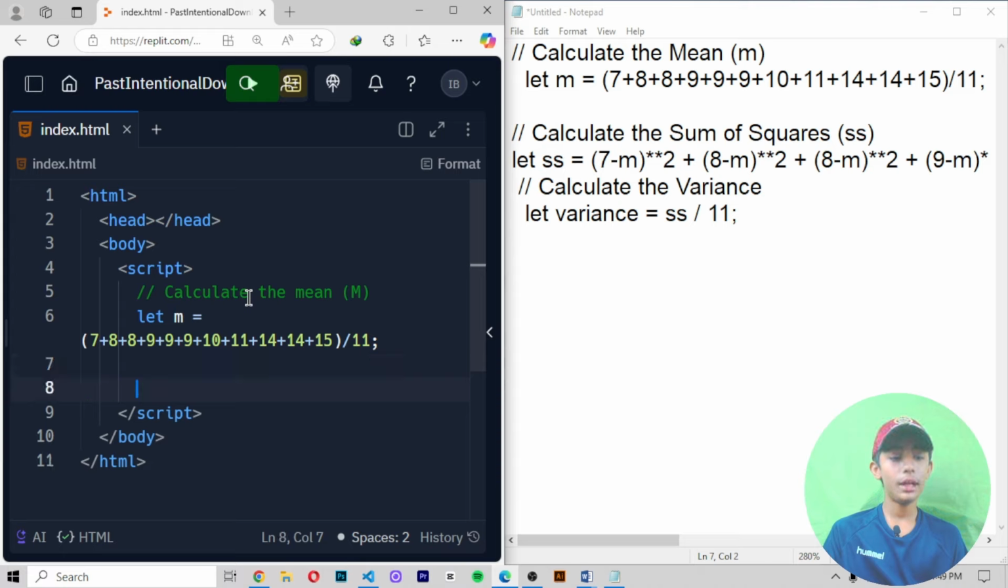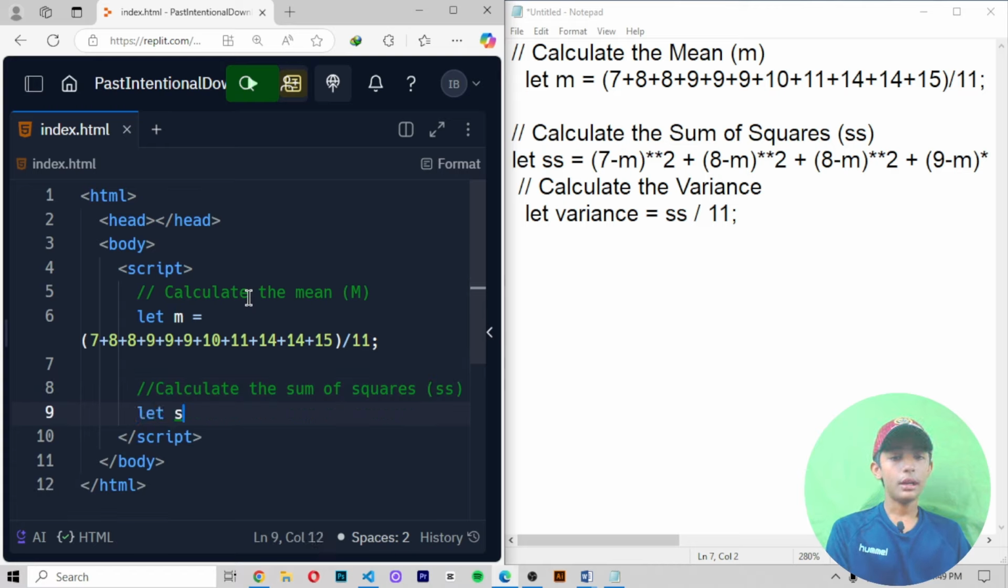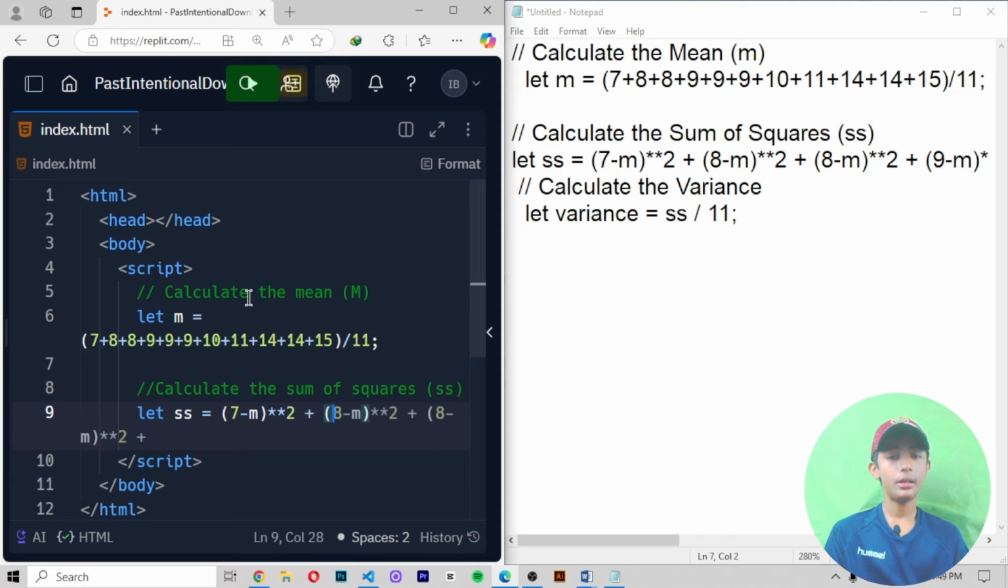And now we define one more comment. In this comment we write: calculate the sum of squares, and we write SS. Then we write let SS equals to 7 minus m, then multiply 2 plus, then here we are writing 8 minus m, then multiply 2 plus 8, then minus m, multiply 2, then plus, and like 8 multiplied by 2, like 2 times we do that.